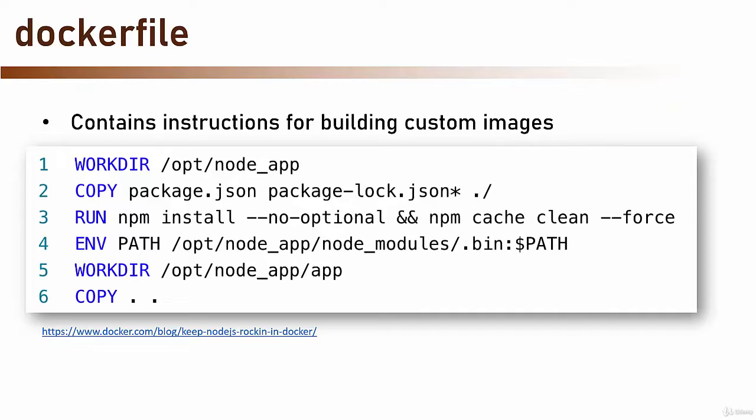Here is an example of such a file. As you can see, it's quite easy to understand what's going on. The file instructs Docker to copy some files, then run npm install, set an environment variable, and copy some more files. This is a classic example of a Dockerfile, and most files look quite similar to this one.